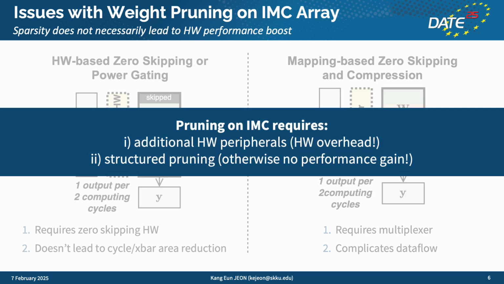To summarize, adopting pruning for IMC arrays suffers from these two drawbacks. One, it requires additional hardware peripherals, as we have seen before. Two, we must use structured pruning as we need to skip the entire row. Otherwise, we cannot compress the weight matrix due to its parallelism.